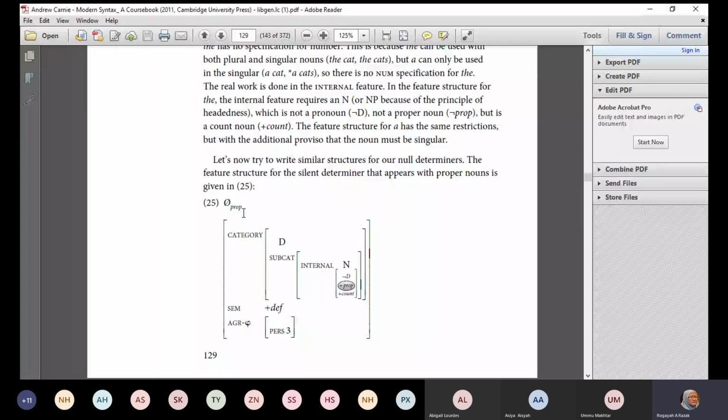So we have to write a feature notation for zero also. So zero, this is zero. It's a determiner. It has the internal specification, and it is a noun. Minus determiner, plus proper, which is because it's a proper noun, plus count. It's definite because it's Kelvin, definite. Agreement feature third person. Any questions about this? Okay, we go back and read.